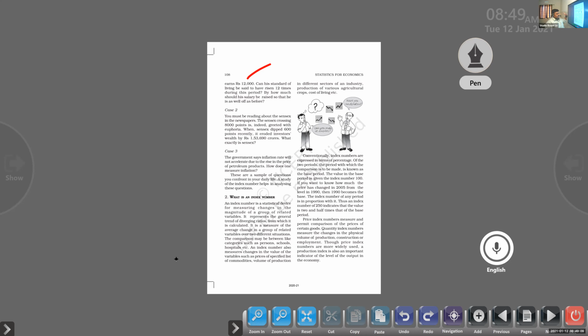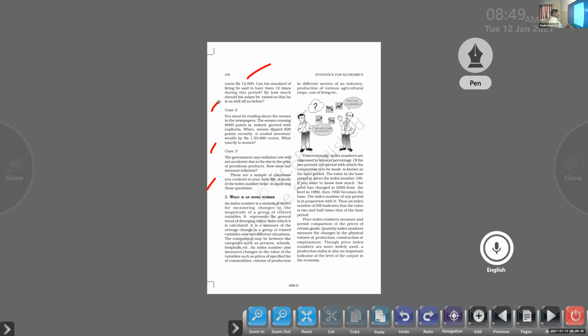We are unable to accept it. If the price of petrol increases, it will definitely lead to inflation. Transportation cost will increase, and related to that, the cost of the products will also increase. Okay, these are some sample questions you confront in your daily life. A study of index numbers helps in analyzing these questions. So we want to learn index numbers to analyze these questions.